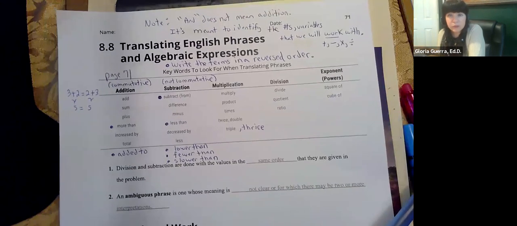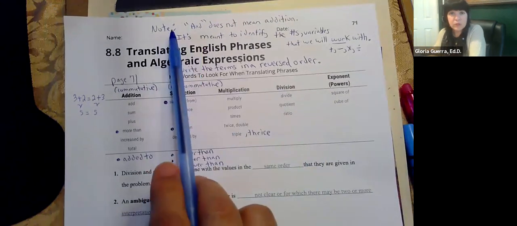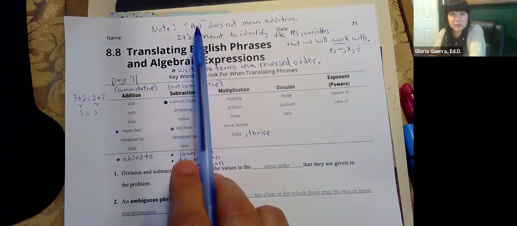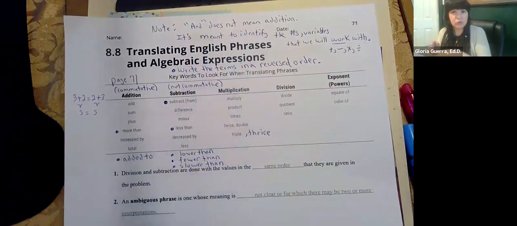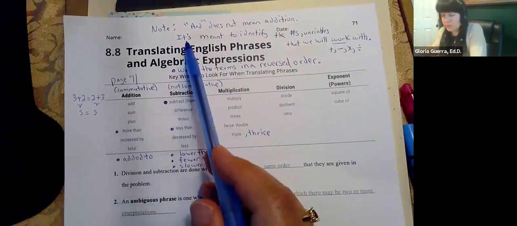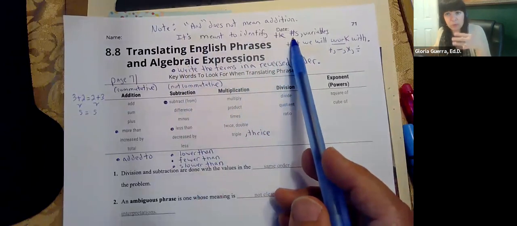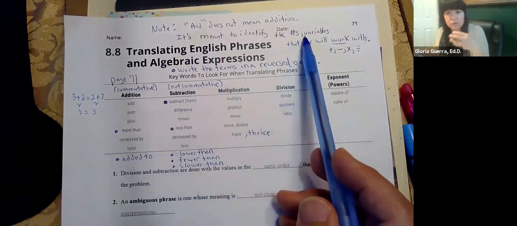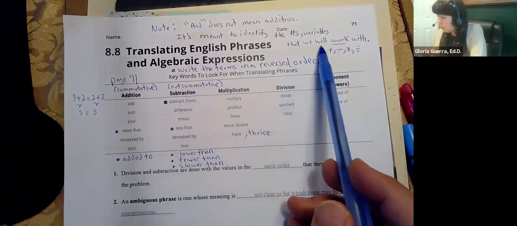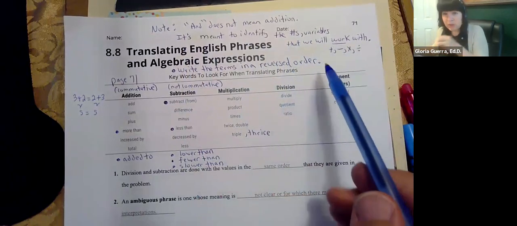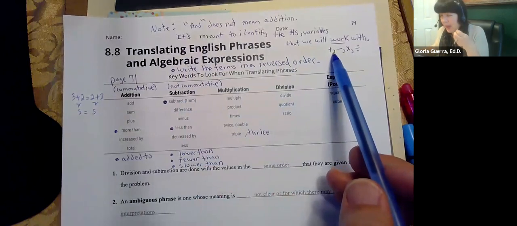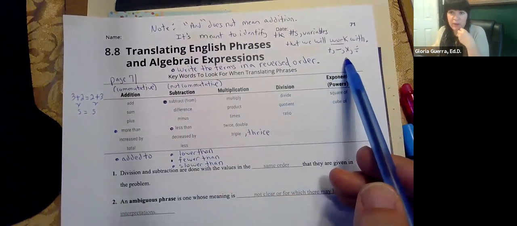And then I just want to remind you up here at the top, note the word and does not mean addition. Sometimes when students are learning this, it's easy to think that it does mean addition, but it doesn't. The word and is meant to identify all those numbers and sometimes all those variables that we will work with, because we're going to have to manipulate them. We're going to have to add, subtract, multiply, or divide them.